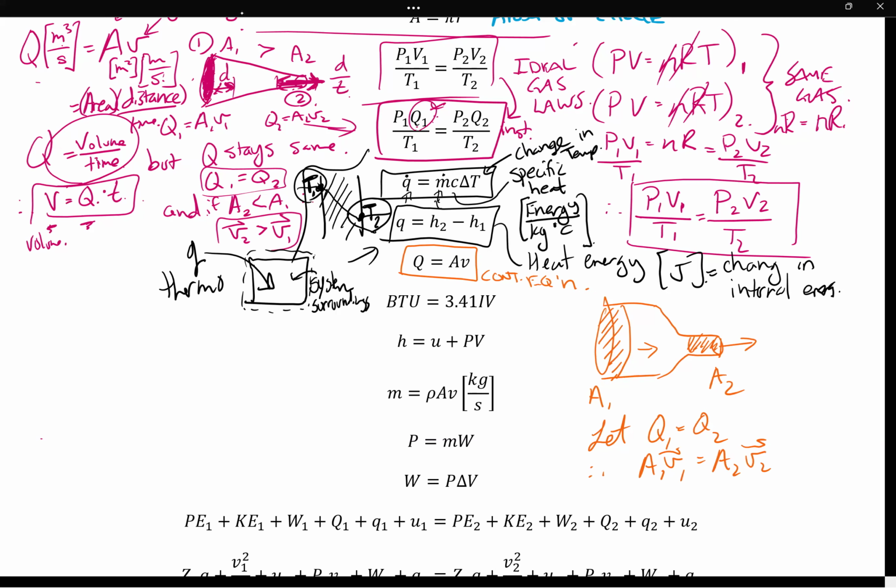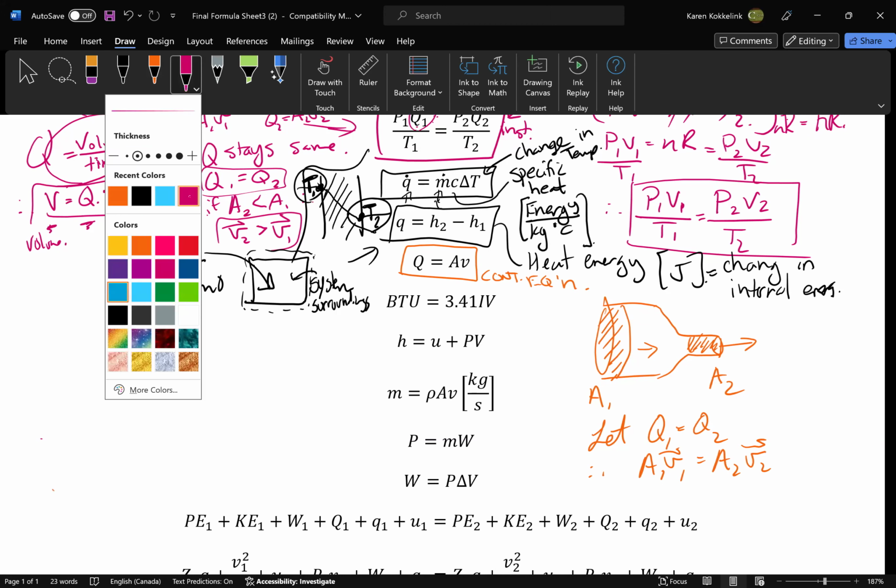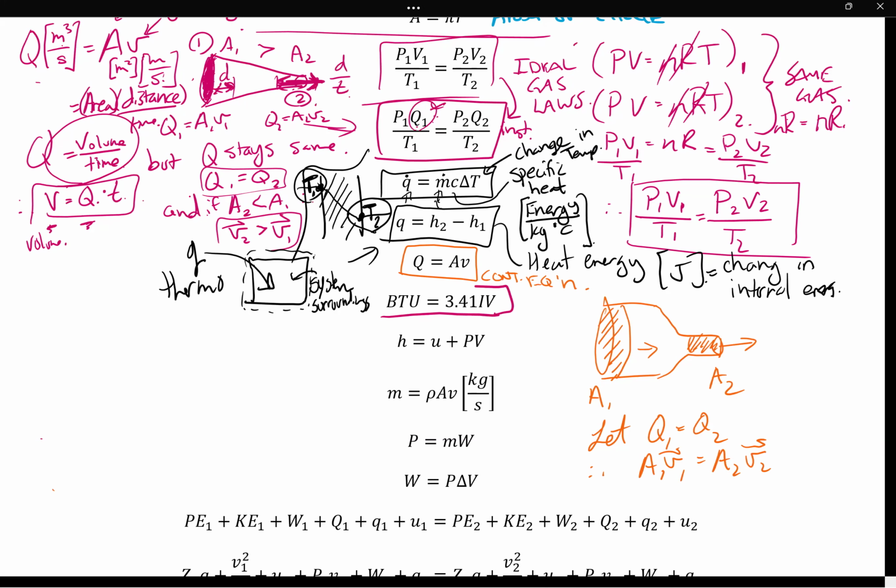Okay, so the next equation is just a unit conversion again. This is BTUs is 3.14 times watt. So IV is current times voltage, and it's watts. It is joules per second. All right, so that's just a conversion to British thermal units from the SI units of watts.